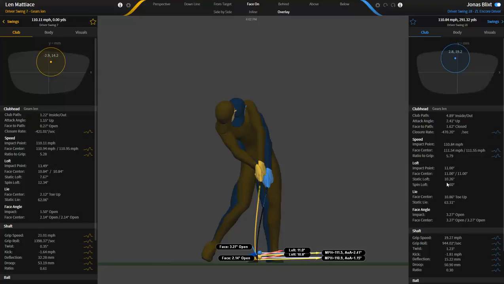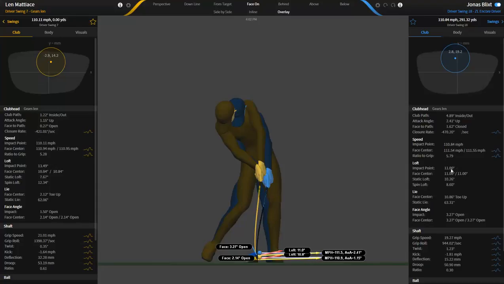And so with that much loft and that much upright, that face is going to be really closed unless I really shaft lean the heck out of this thing or raise the handle a lot. So he does this. He swings, the face is 3.5 degrees open to the target, but it's still closed to his path. So he's hitting basically a low hook, even with a 10-degree driver. He's presenting 11 degrees of loft to the ball, and it's kind of a low launching draw.